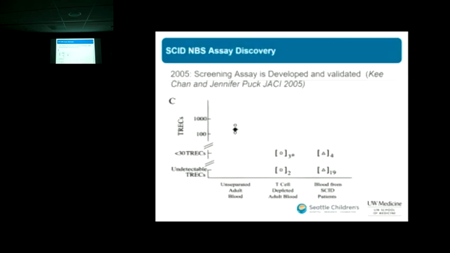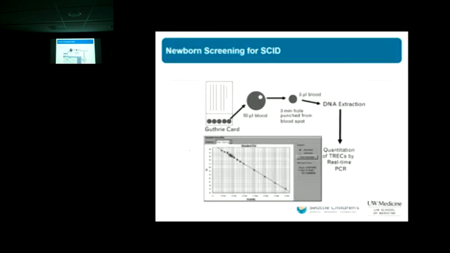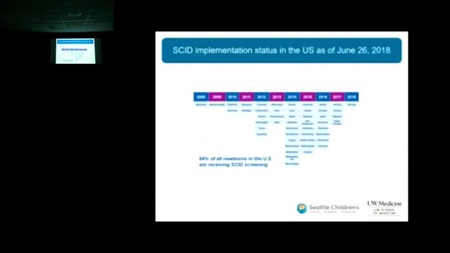And so knowing that, Jennifer Puck did this study where she took adult blood, and then she depleted the adult blood, and took a group of SCID babies, and what you can see is that there were undetectable TREC levels. And so this is what led to the development of the TREC assay for newborn screening, where you can actually do this test in 3 microliters of blood.